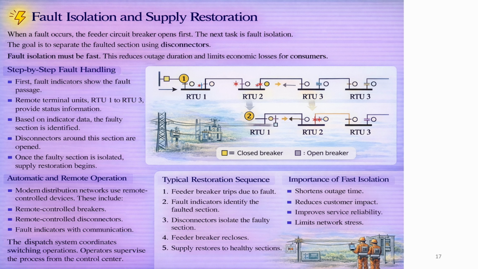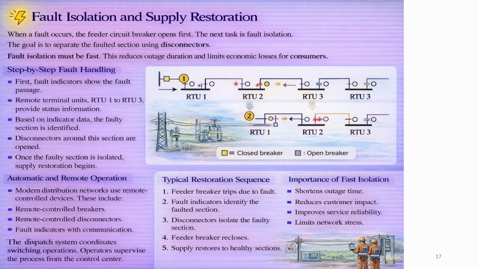When a fault occurs, the feeder circuit breaker opens first. This disconnects the faulty feeder from the network. The next task is fault isolation. The goal is to separate the faulty section using disconnectors. Fault isolation must be fast. This reduces outage time, economic losses, and the impact on consumers.